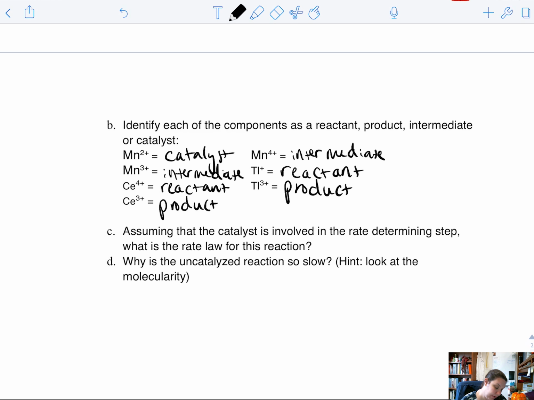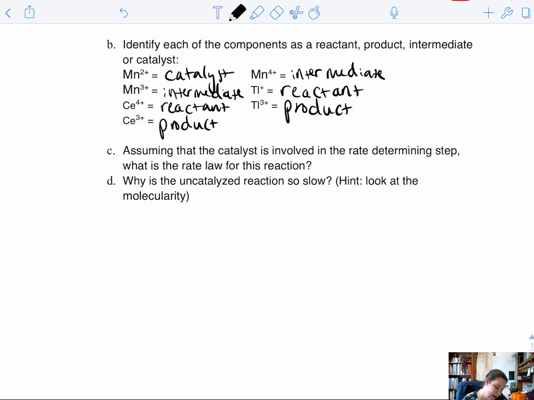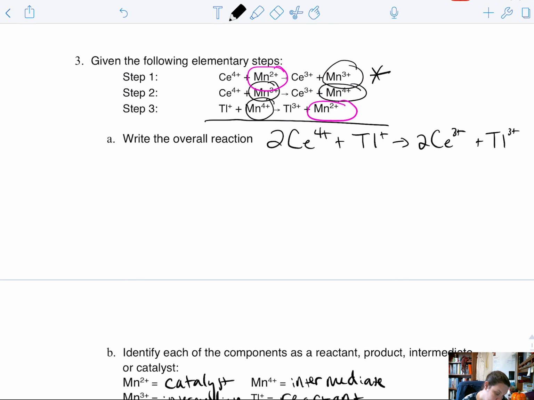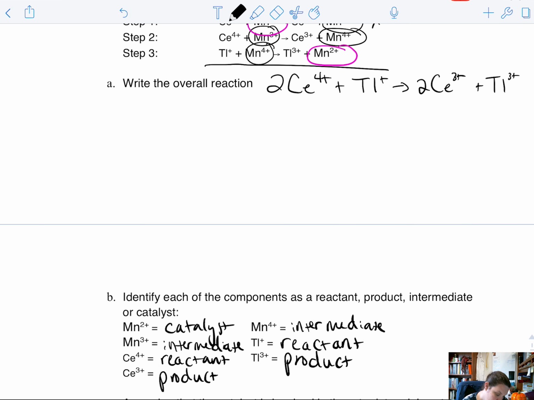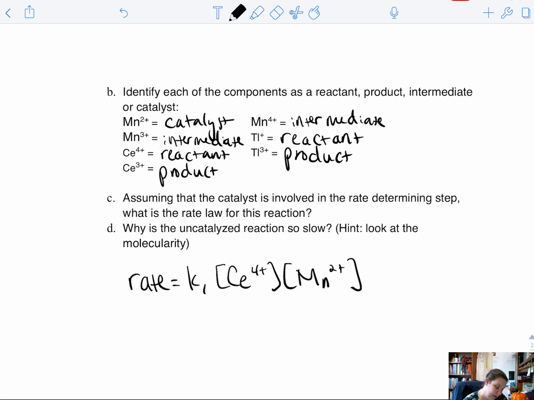Okay, now we want to look at what our rate law would be. So if we assume the catalyst is involved in the rate determining step, what is the rate law for this reaction? Here is our catalyst. So our rate would be equal to K1 Ce4+ Mn2+.